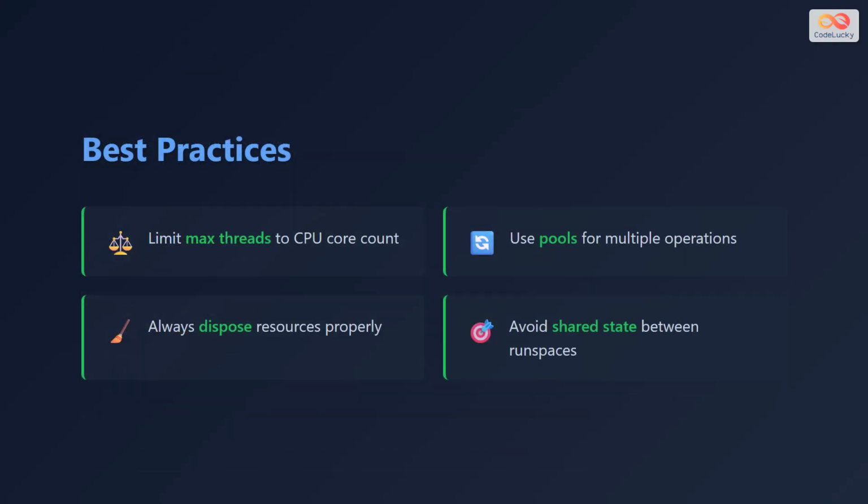First, limit the number of maximum threads to match your processor's core count. This prevents overloading your system. Use pools when working with lots of operations to maintain speed and resource control. Always dispose of objects and runspaces when finished. Finally, avoid sharing data between runspaces unless absolutely necessary to keep tasks isolated and error-free.